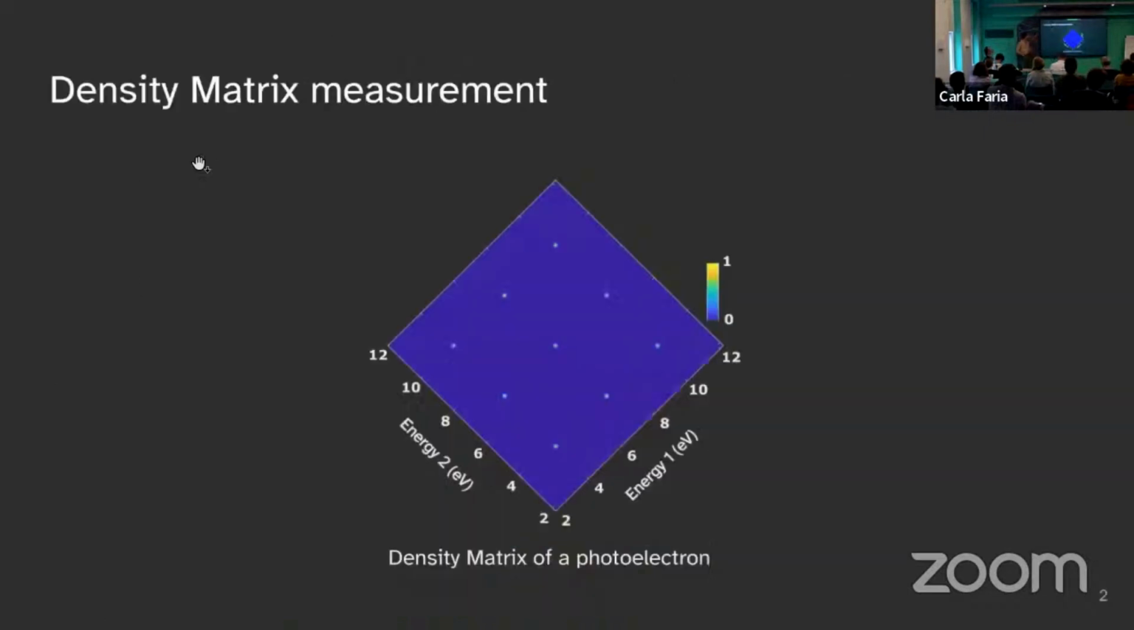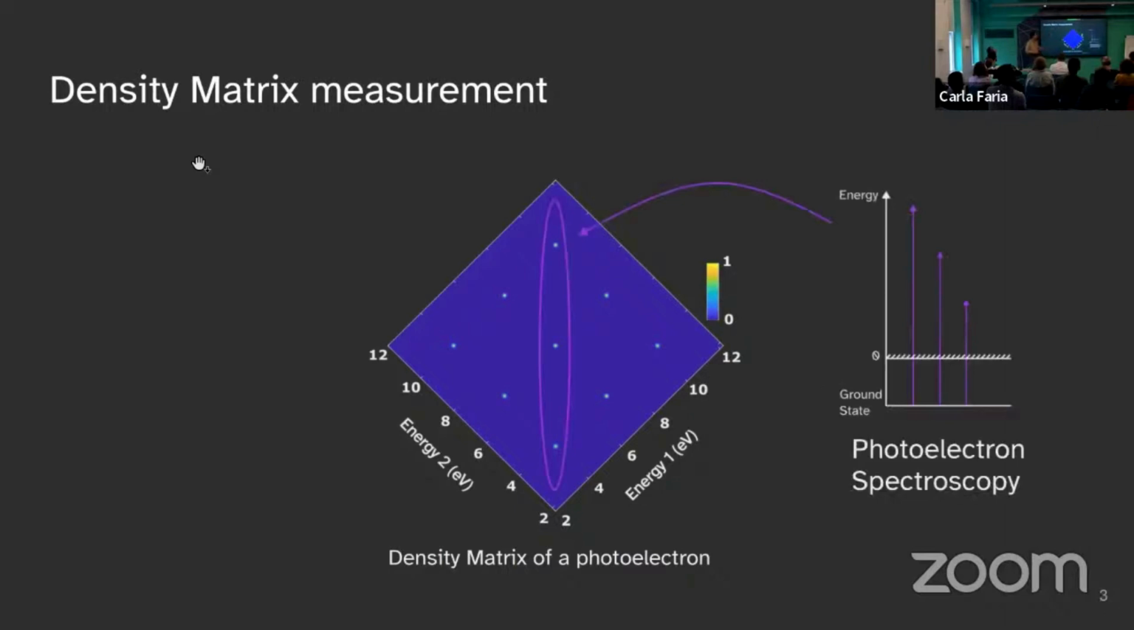So as I said, I'm interested in measuring the density matrix. Here I've covered the density matrix of the electron, which is a function of two energies. In the middle is the equation, the probability of measuring the electron at the given energy. That is measurable just with photoelectron spectroscopy.